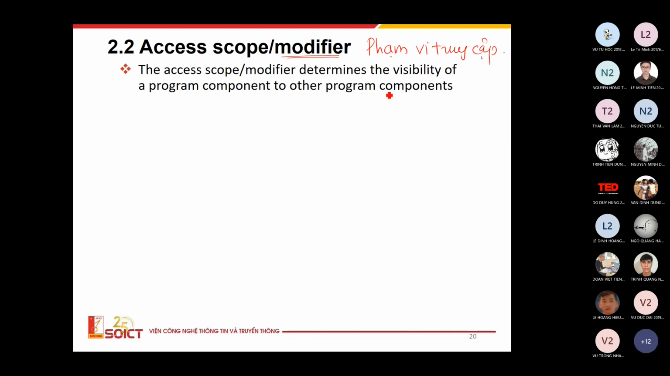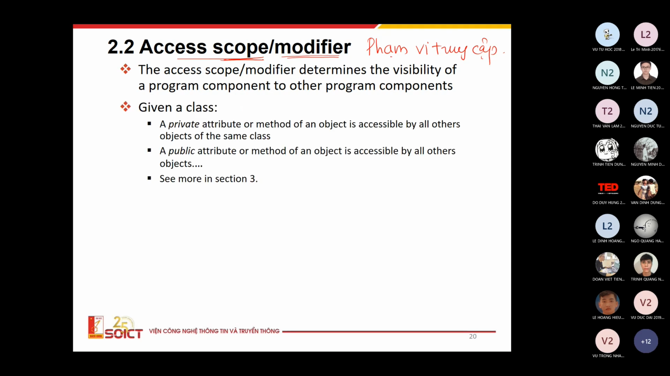Yeah, you have two terms to describe it. It is the way to determine the visibility of a program component to other program components. In a class, you have the components: the attribute and method. So you can use this modifier to determine the visibility of attributes and methods to the outside.